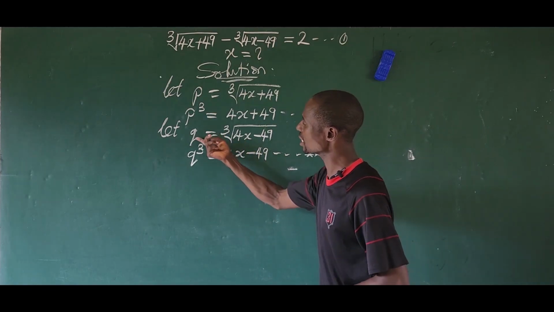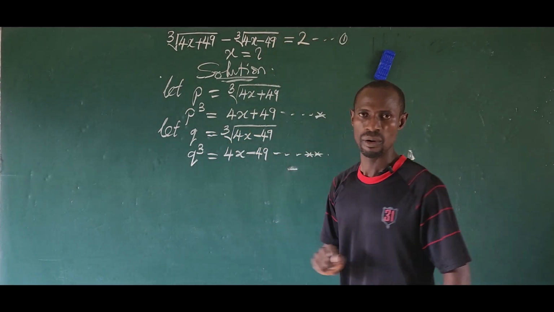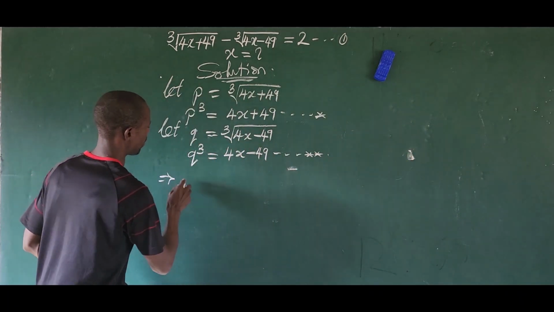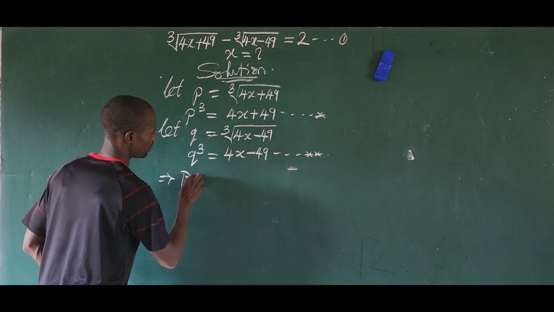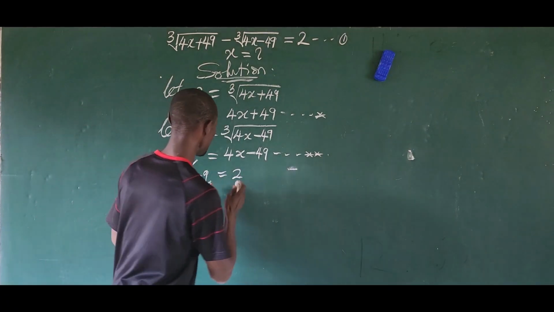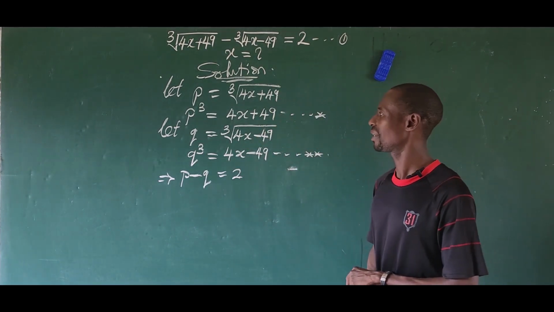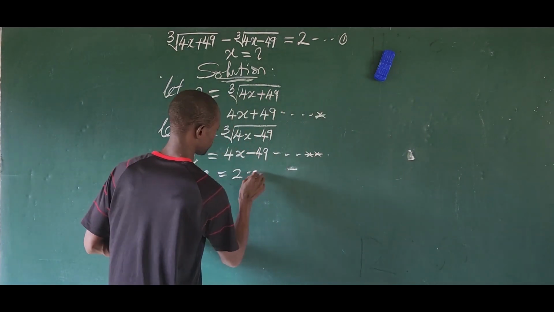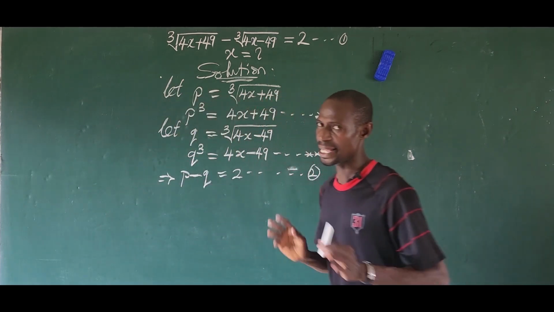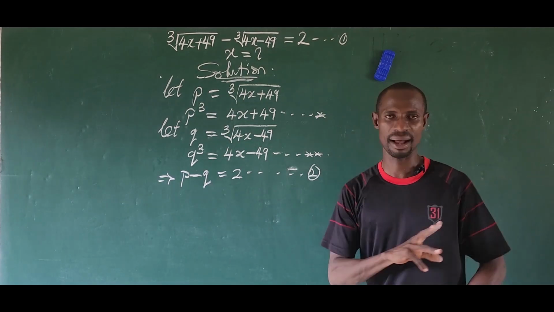Now, with this first substitution and this one we did here, we can rewrite equation 1. So our equation 1 will now become p minus q is equal to 2. Now, this is the equation we have in here now. And so let's give this equation 2. Again, we have equation 1, we have equation 2, and we have the two star equations.